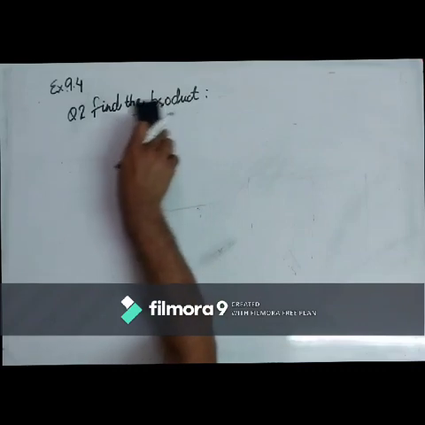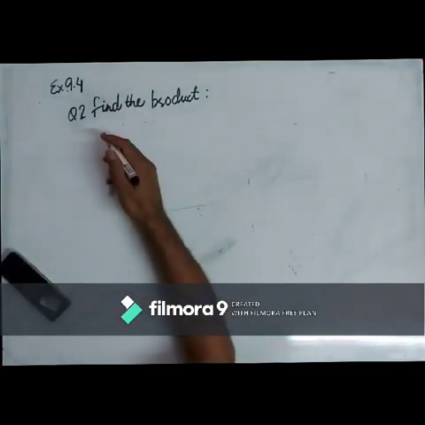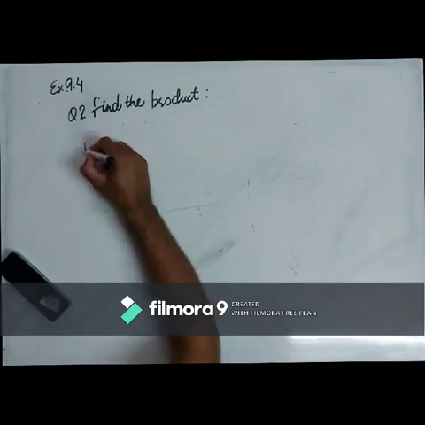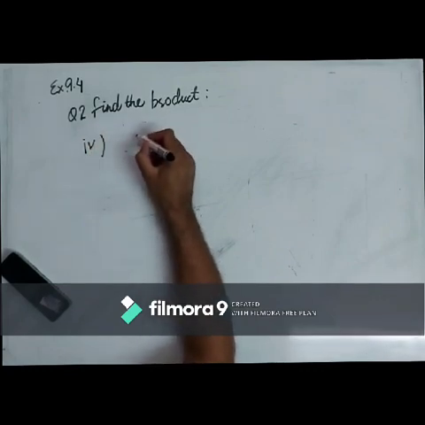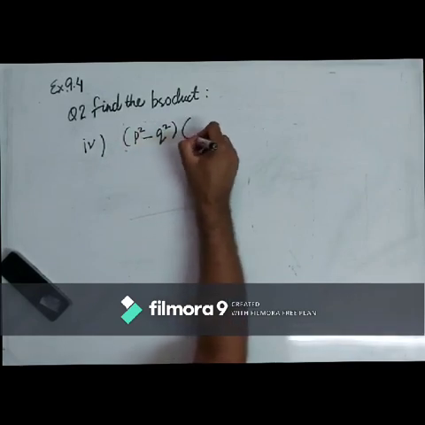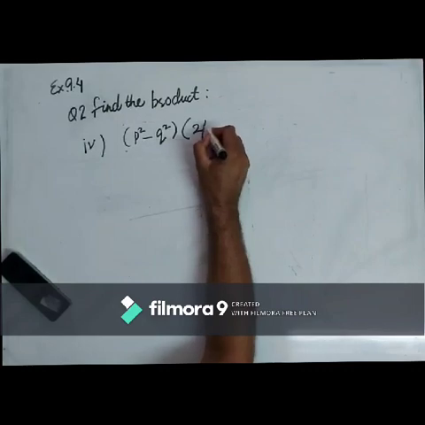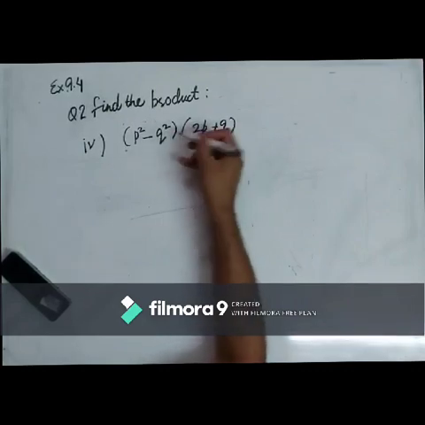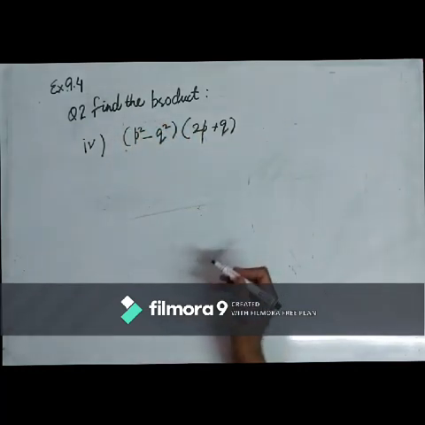Ek aur part karta hun iska. This is the fourth part, kar deta hun iska ek baar phir se. This is p square minus q square into 2p plus q. So both are the same thing.